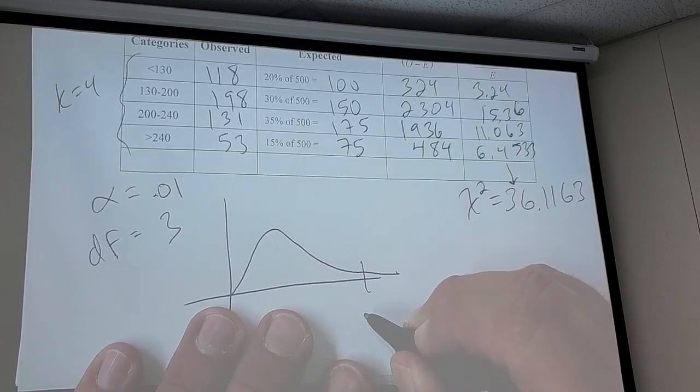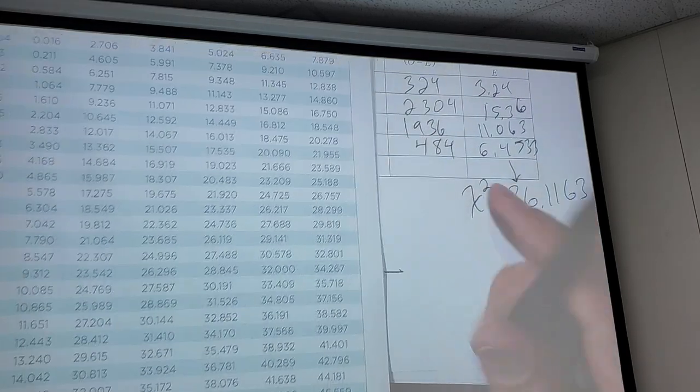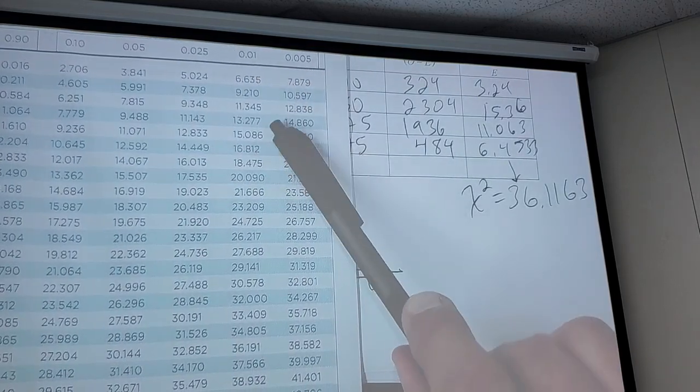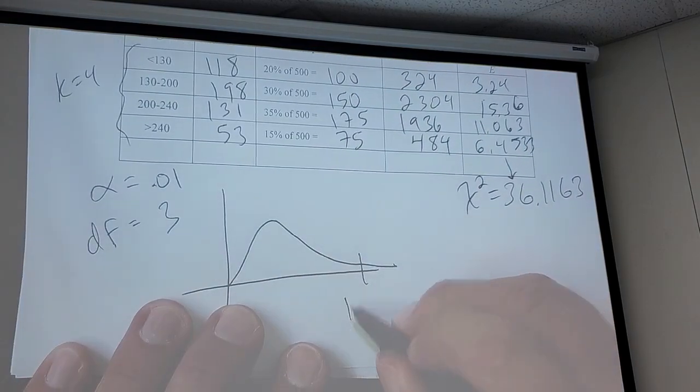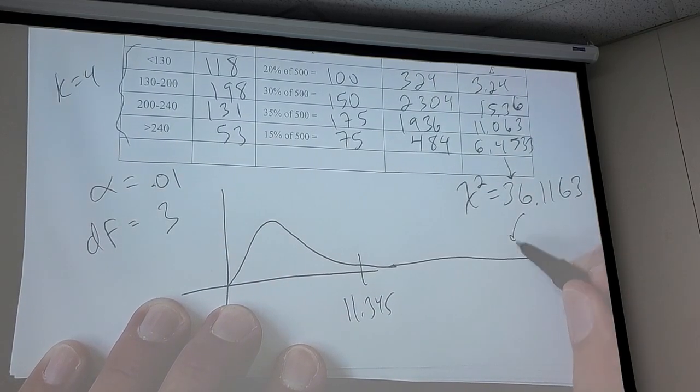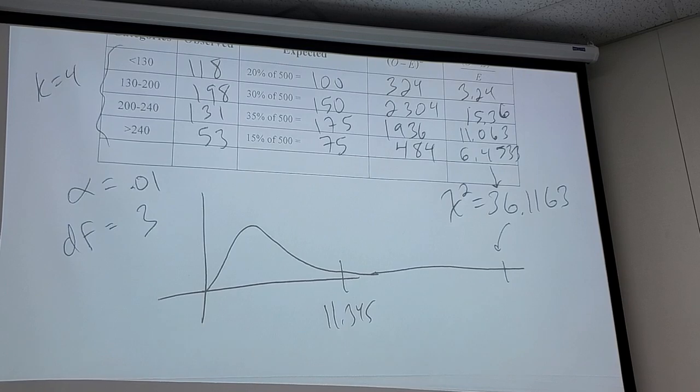All right, what do you guys get? 11.345? Yeah. So where's 36? A lot past that. Look at this out there.